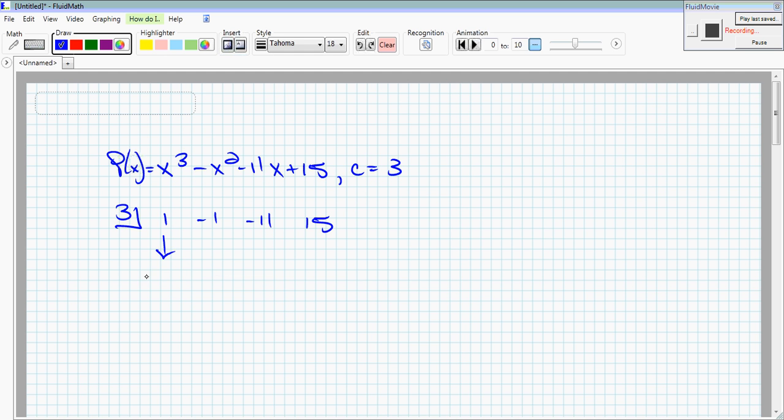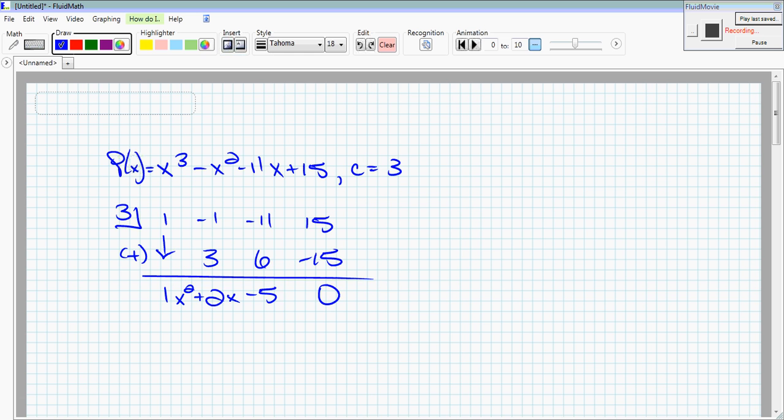C is 3 here. So in our synthetic division, what we have is in fact a remainder of 0. So that shows that 3 is in fact a 0. From here, this is x cubed. We divided it by a factor of x minus 3, so this becomes x squared plus 2x minus 5.